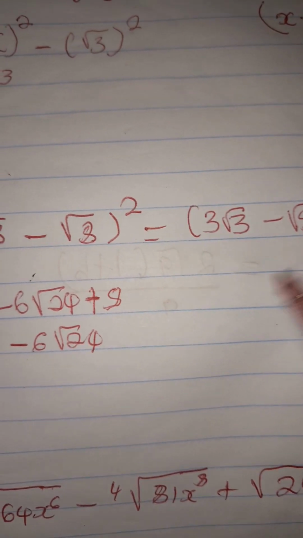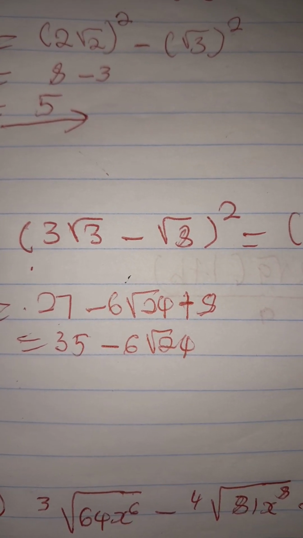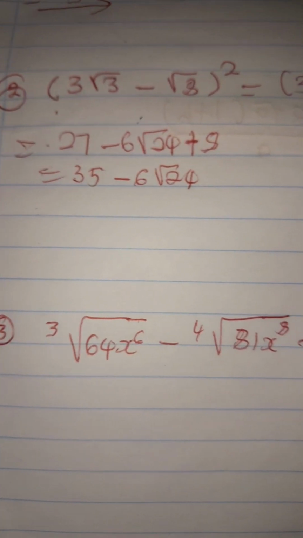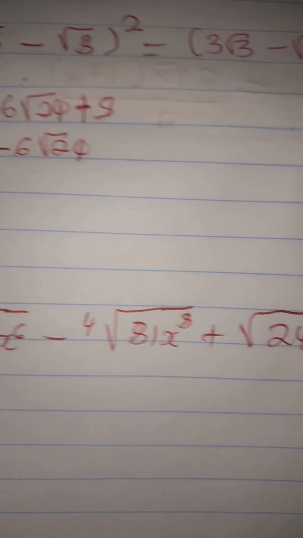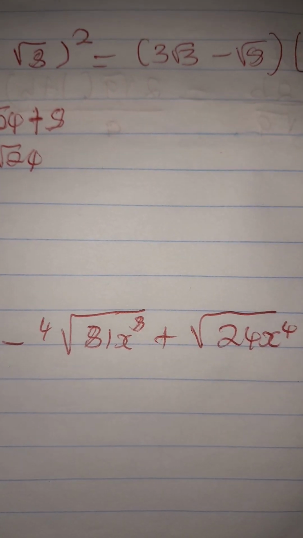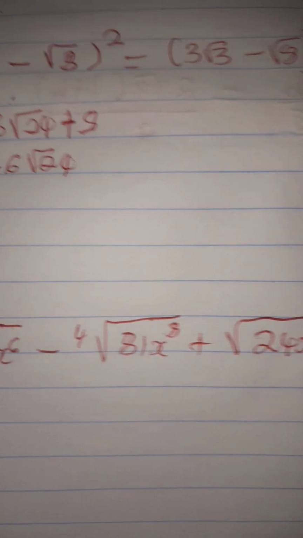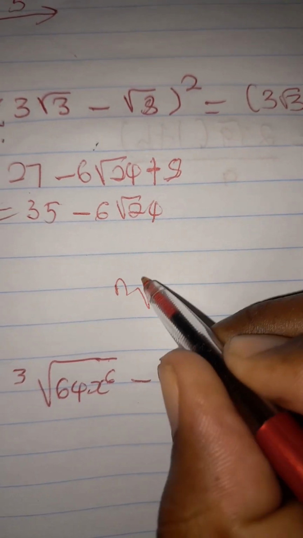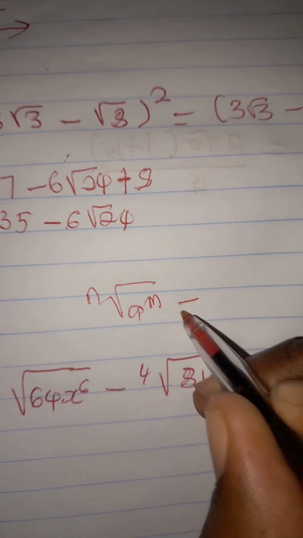Yeah, some may use a FOIL method or distributive, but still you're gonna get the same answer, right? So let's go to the third question. The cube root of 64 x to the power of 6 minus 4th root of 81 x to the power of 8 plus 24 x to the power of 4. First thing, guys, we are going to use what we call a root definition. Remember, when you're having the nth root of a to the power of m, these are the laws of sets.